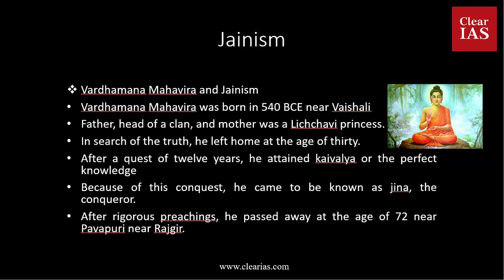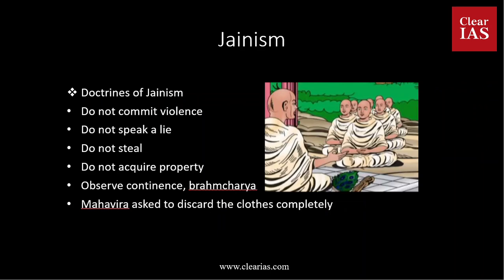After rigorous preaching, he passed away at the age of 72 near Pavapuri, near Rajgir. So he passed away at around 72 after having taken Jainism to various parts of the subcontinent, if not directly, then indirectly through his teachings and his disciples. Now, why did Jainism become very popular? Why was it that it came to the forefront of the cultural landscape of ancient Indian history?